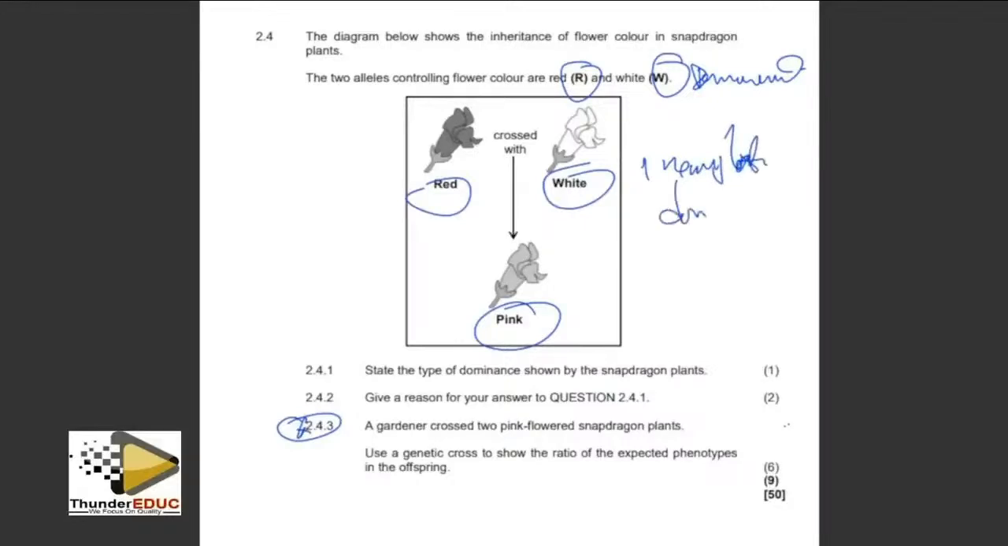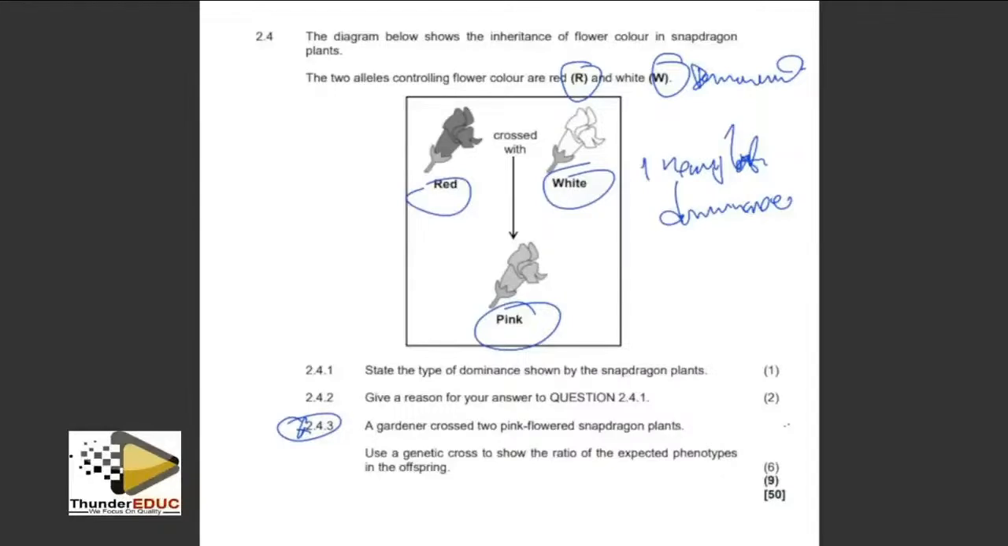Dominancy. It is incomplete dominancy. The question here is: state the type of dominancy shown in the Snapdragon plant. Here is the incomplete dominancy. Give a reason for your answer, because a third phenotype is given, or an intermediate is given.